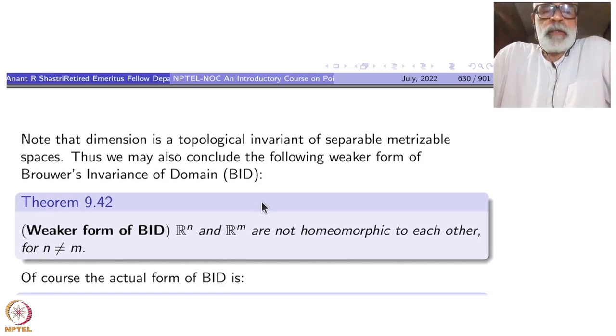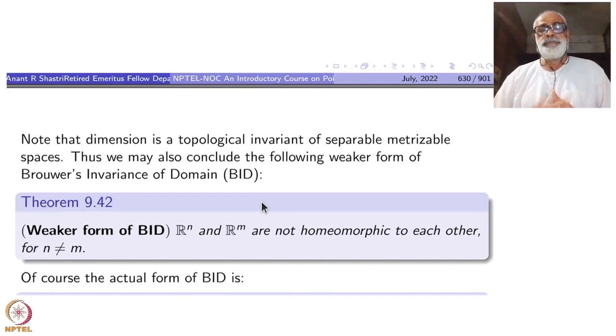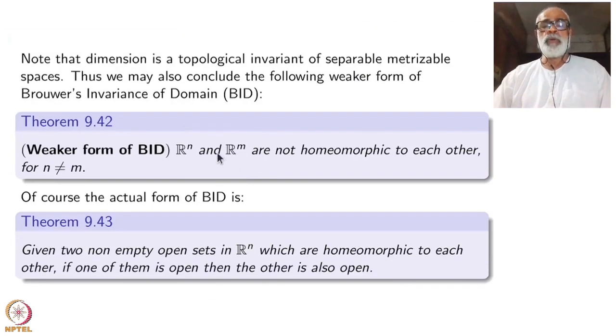So, here is a remark. Topological dimension, whatever you have defined, is invariant for the class of separable metrizable spaces. We have not defined it for arbitrary spaces. That is one point you have to remember. Thus, we may also conclude Brouwer's invariance of domain, a weaker form of it, so I am going to give that. Namely, Rn and Rm, if n is not equal to m, cannot be homeomorphic, because we have just shown that the dimension of Rn is n, the dimension of Rm is m, but dimension is a homeomorphism invariant. This is a weaker form of Brouwer's invariance of domain.